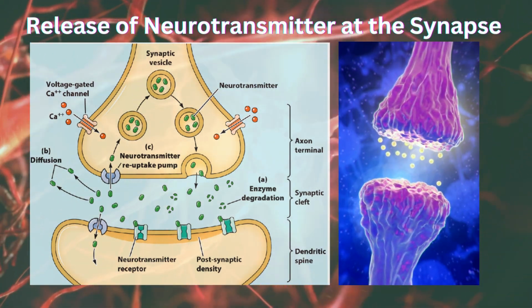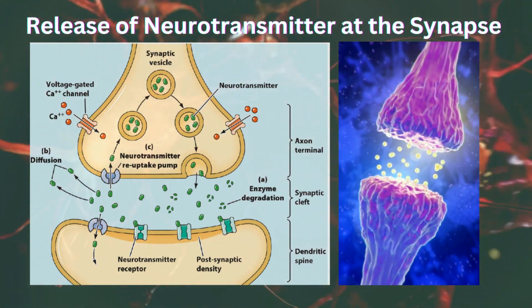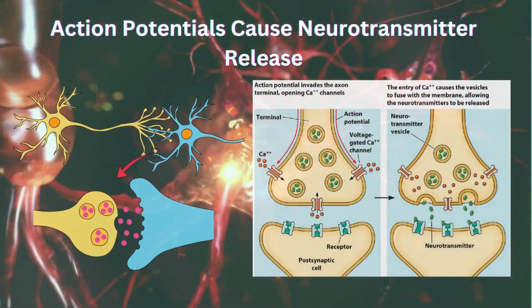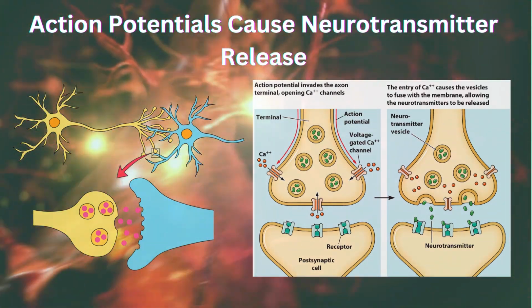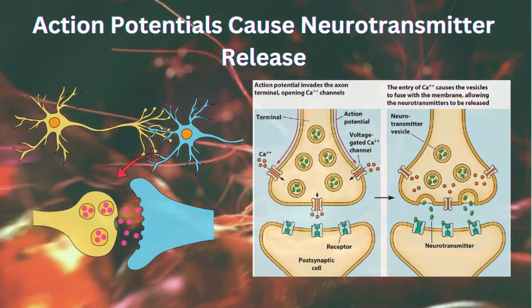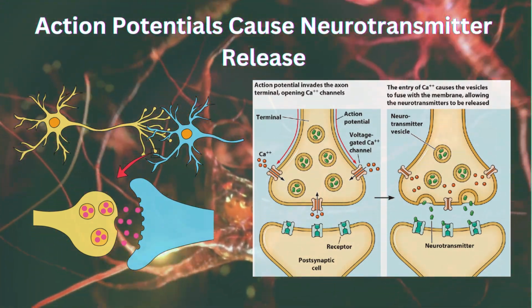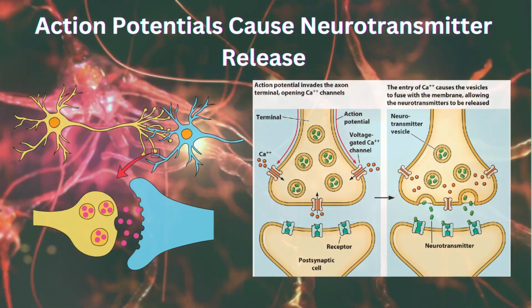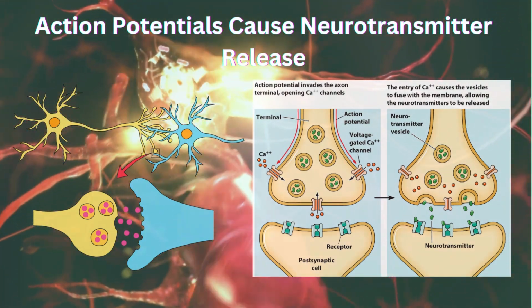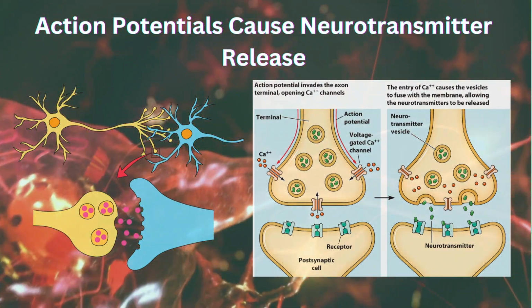When the action potential reaches the axon terminal, it triggers the opening of voltage-gated calcium channels, allowing calcium ions into the axon terminal, leading to the fusion of synaptic vesicles with the neuron cell membrane. This fusion causes the synaptic vesicles to release their neurotransmitters into the synapse.